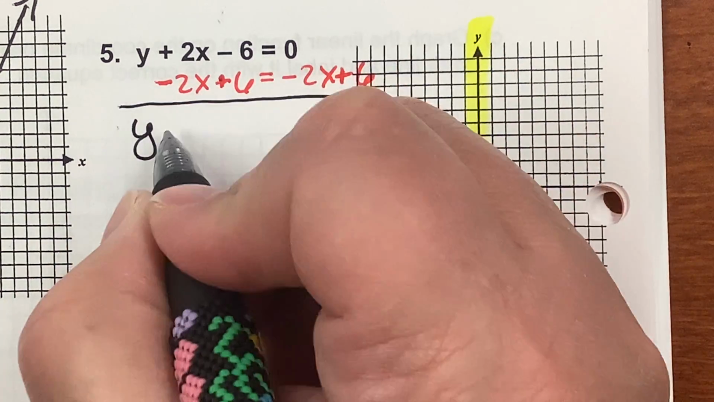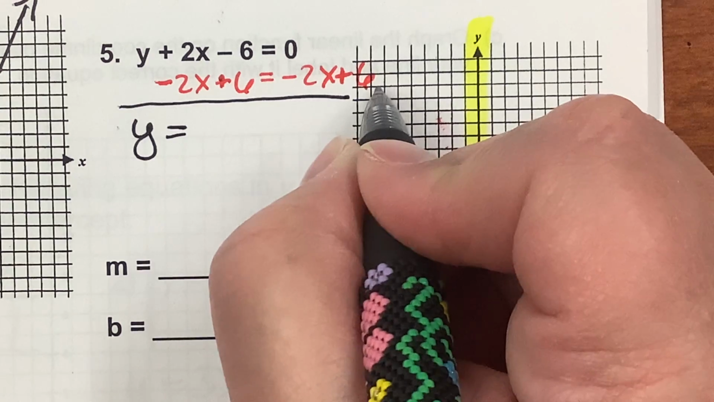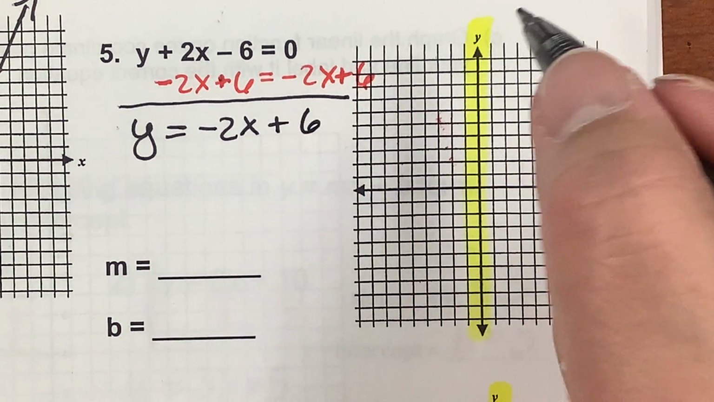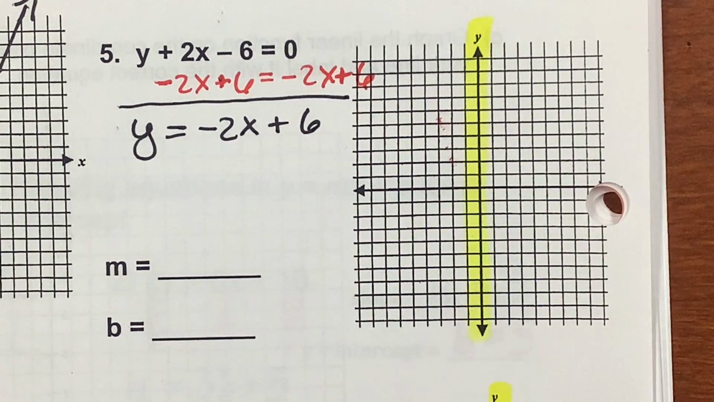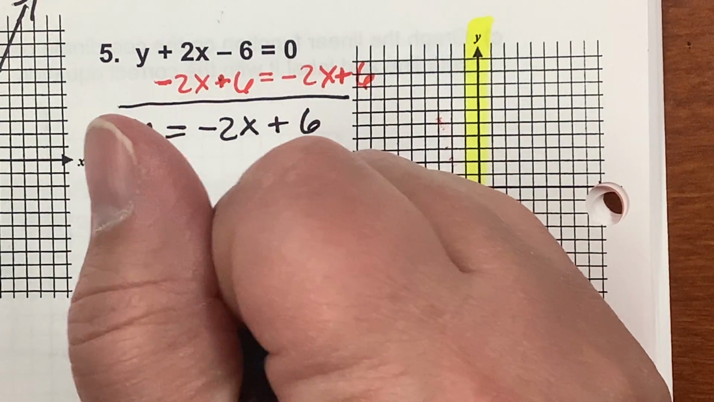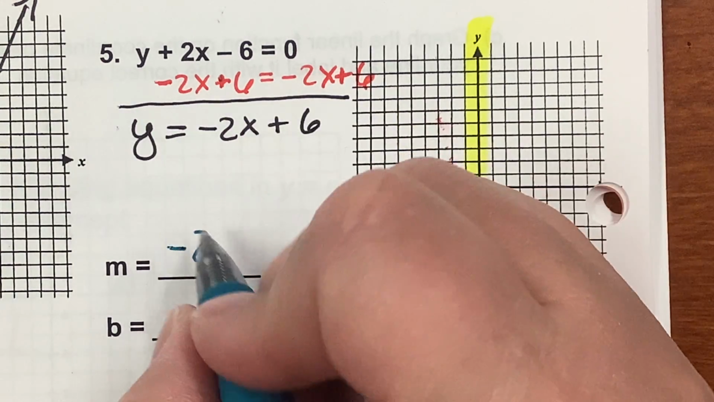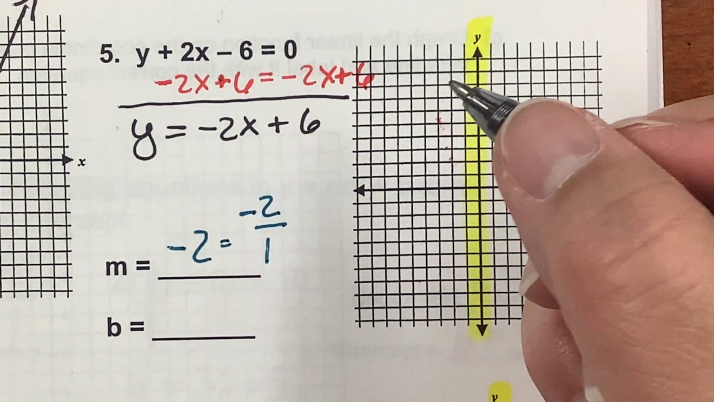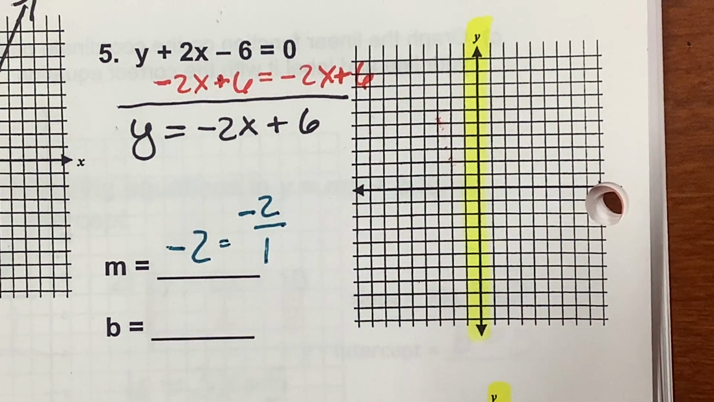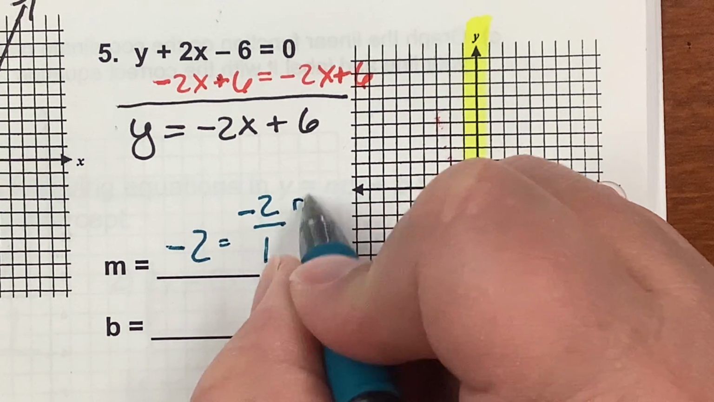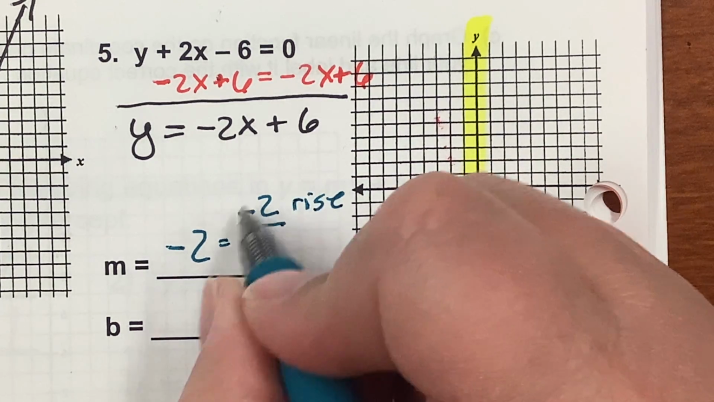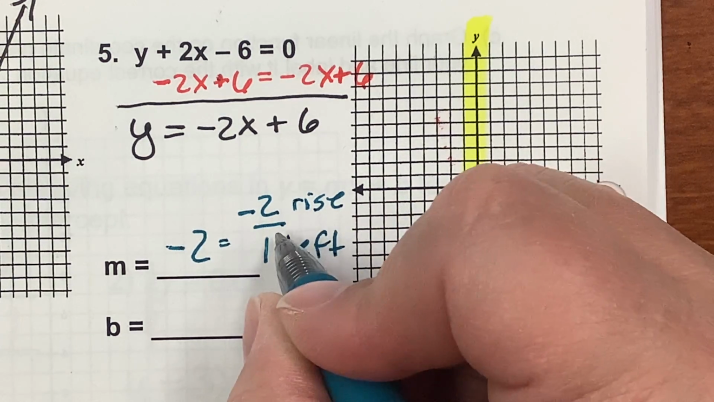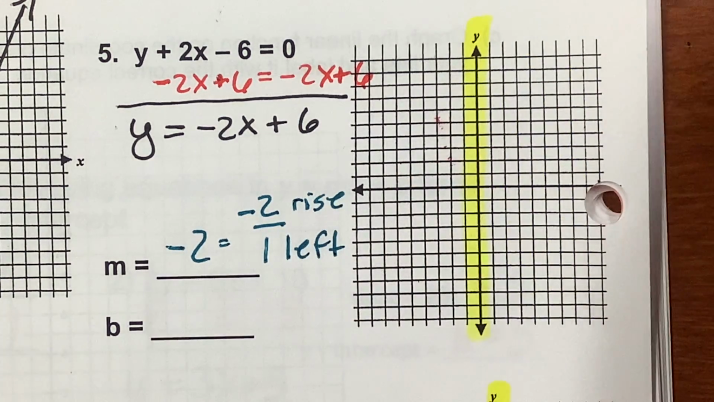This is 0 equals this. Negative 2x plus 6. Y equals mx plus b, so my m is negative 2. And you know that means that I want to make it negative 2 over 1, because I always want it to be a fraction for graphing. So I'm going to rise 2, but now it's negative again. That means I have to go left 1. When it's negative, you're left. When it's positive, you're right.